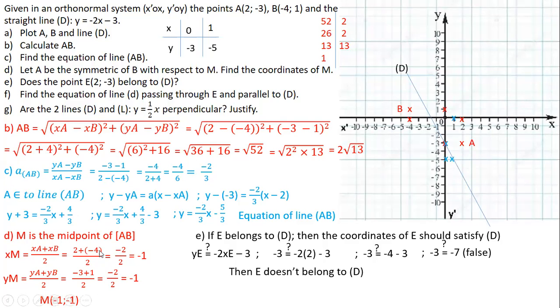Now in part F, Mahdi. Hurry up, Mahdi. Yes. In part F, find the equation of line D' passing through E and parallel to D. D small is parallel to D big. What do you understand from this? So, they should have the same coordinates, sorry. No, the same what? Slope.